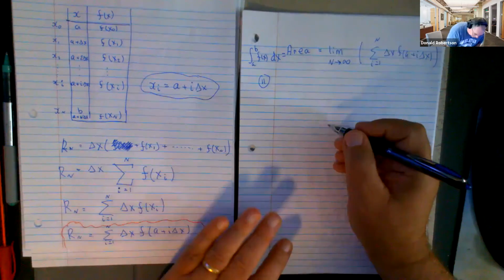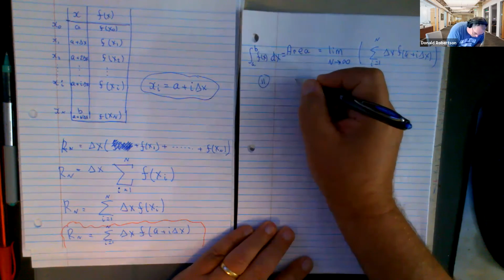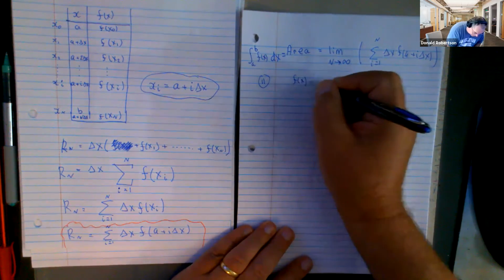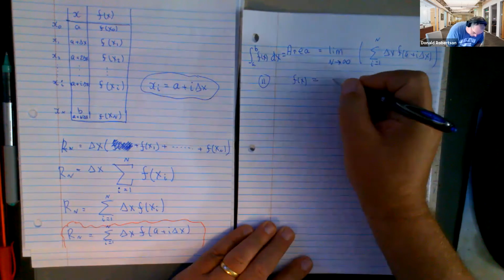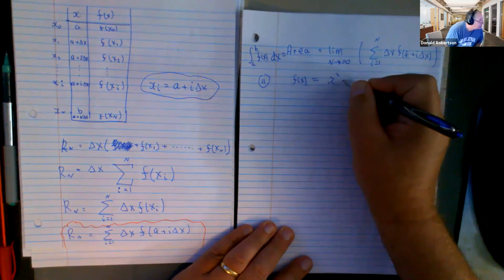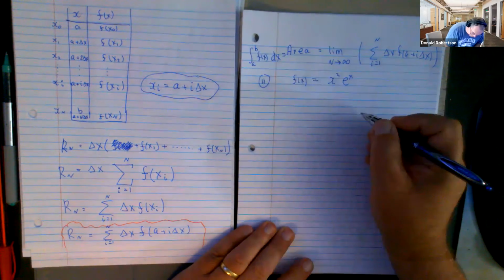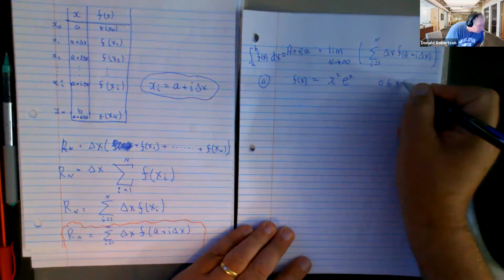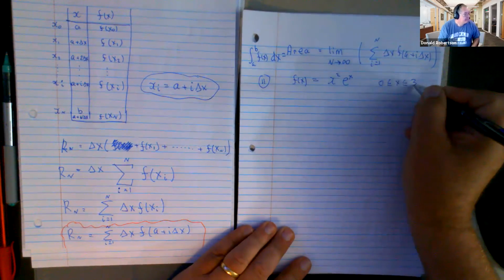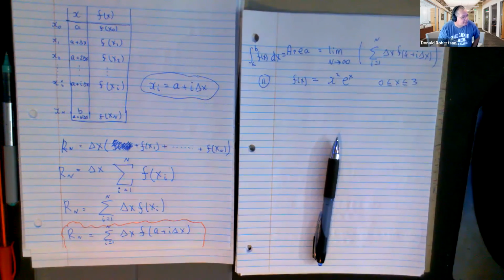This is question 11. We're being given a function f of x. It's x squared e to the x, and it's going to be from 0 to 3. And what we're being asked to do here is complete the Riemann sum limit.